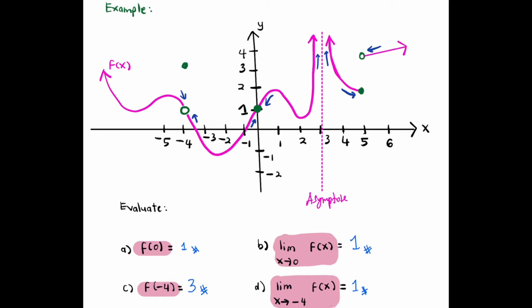Let's see question part A. The question asks us for f(0). So let's check. f(0) is this point here, so this is equal to 1.